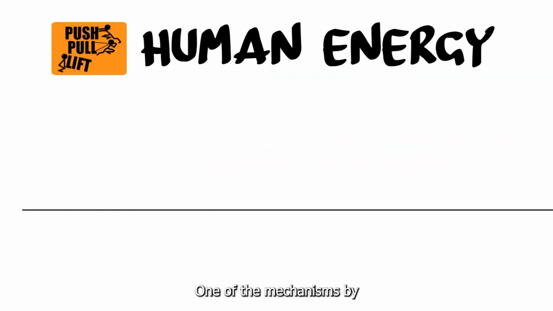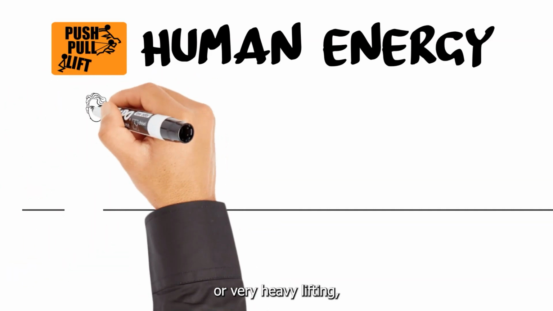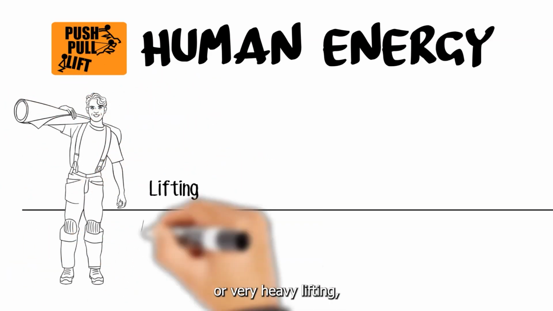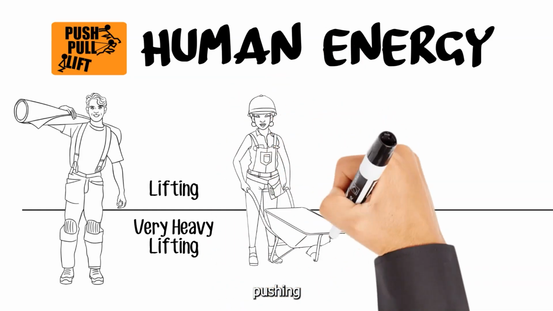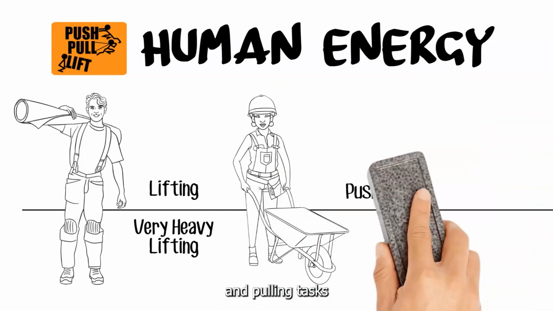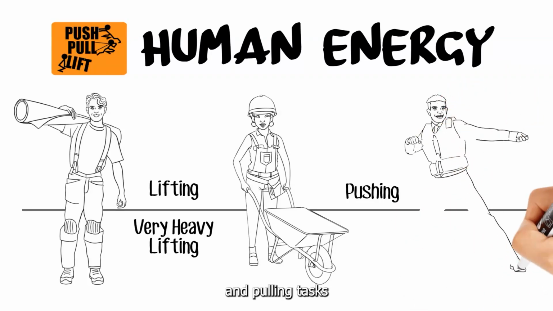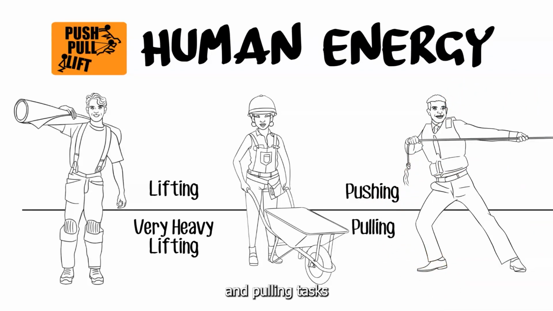One of the mechanisms by which human energy can damage people is associated with heavy or very heavy lifting, pushing and pulling tasks, in which we place too much stress and strain on the body, resulting in damage but not necessarily experiencing pain at that time.